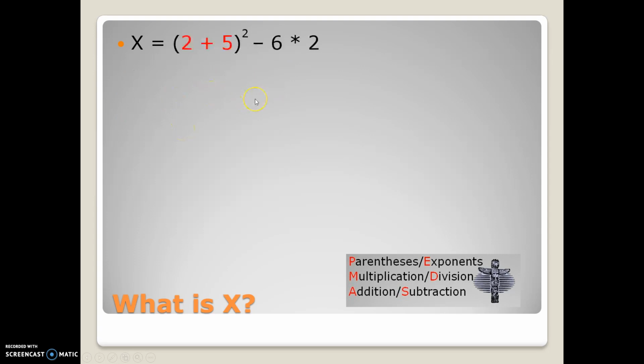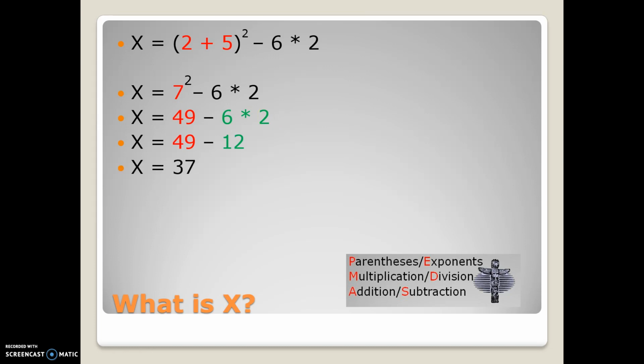Okay, so same expression, I think, but we have some parentheses added here. So this is going to go first. We're going to get a 7 out of that. 7 squared is 49. And we'll get a 49 there. And then the multiplication is going to go, and we'll get a 12 out of that. And finally, we're left with 49 minus 12, which is 37.